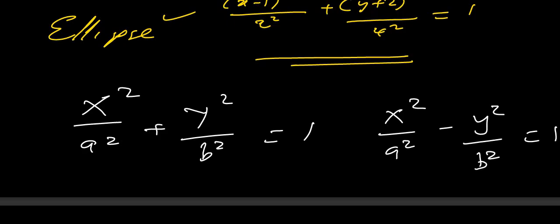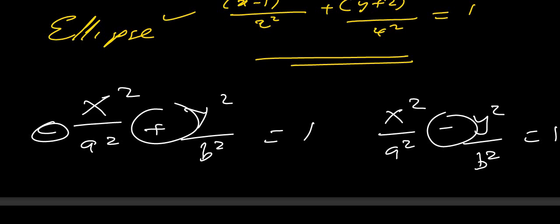That's the difference. Hyperbola, there's a minus. Ellipse, there's a plus. They are both positive, yeah. So even this side is positive. Here, one of them has to be positive, one negative.